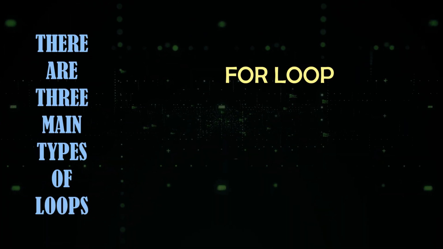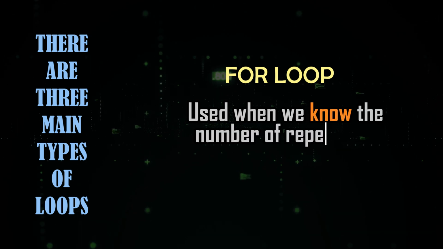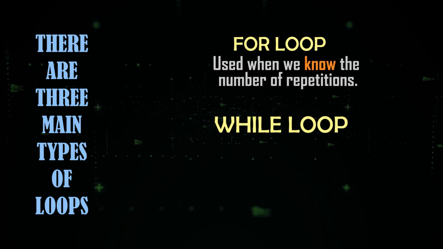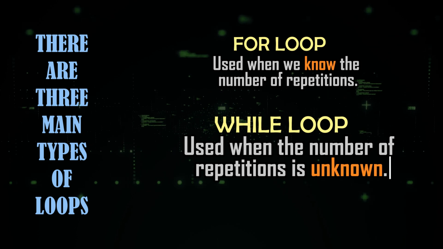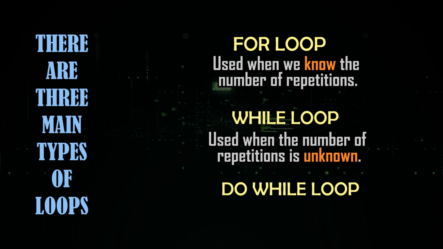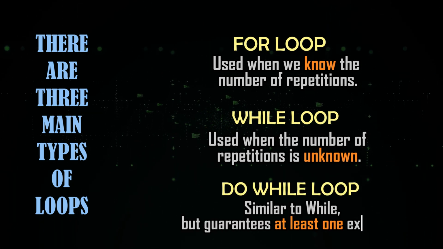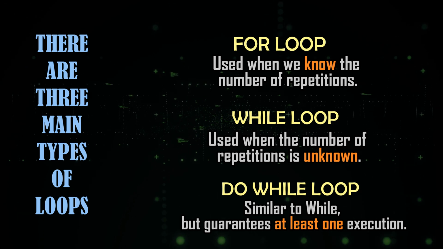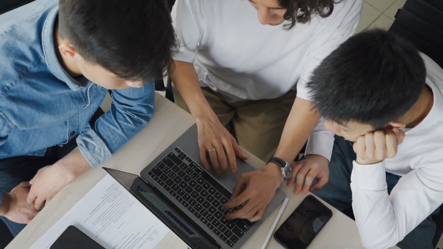There are three main types of loops used in programming: for loop, used when we know the number of repetitions; while loop, used when the number of repetitions is unknown; do while loop, similar to while, but guarantees at least one execution. Let's see this one by one.